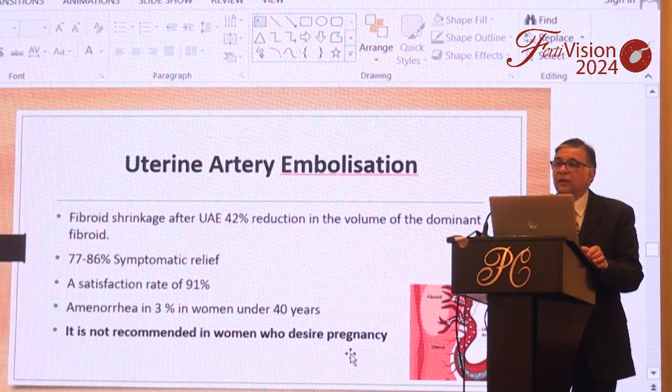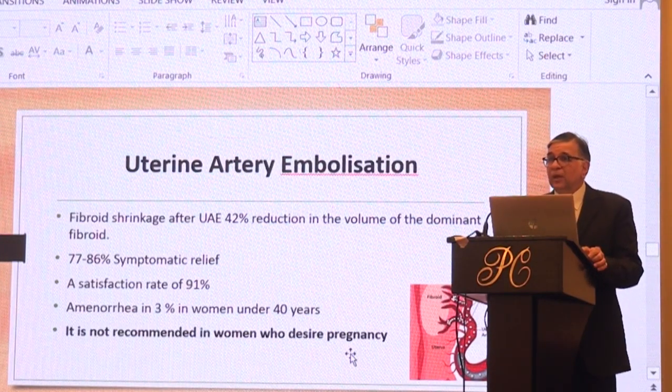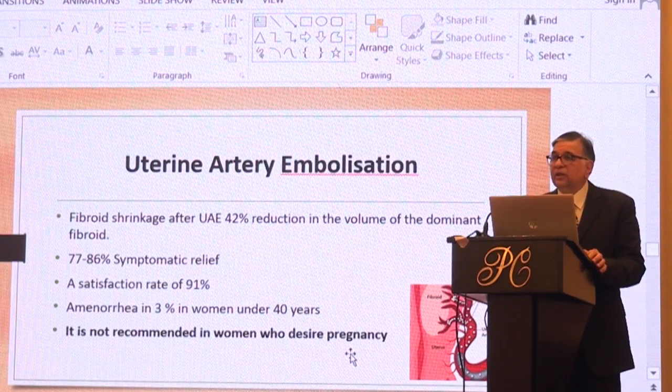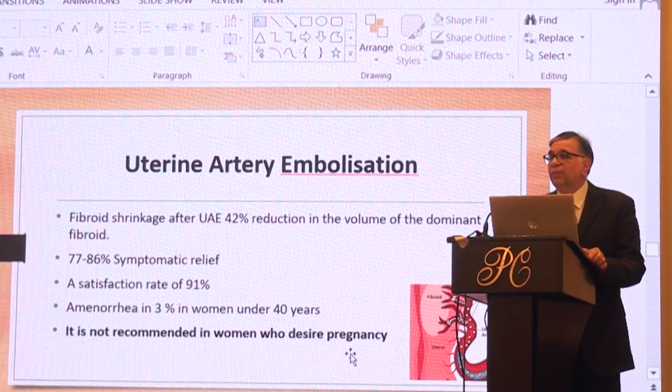Please read the line in bold words. It is not recommended for women who desire pregnancy. Why? Because we cannot predict the amount of ischemia the embolization will induce upon the uterus and how this uterus would react in another pregnancy.